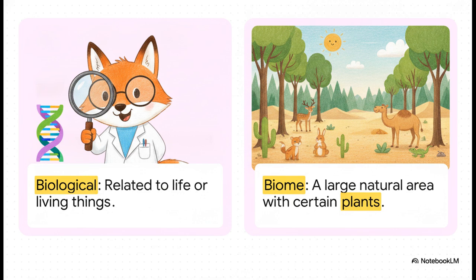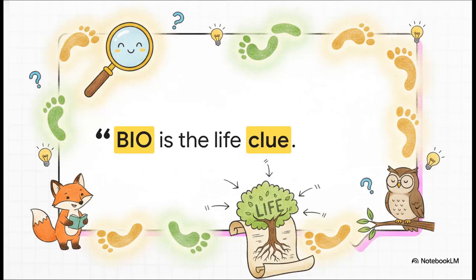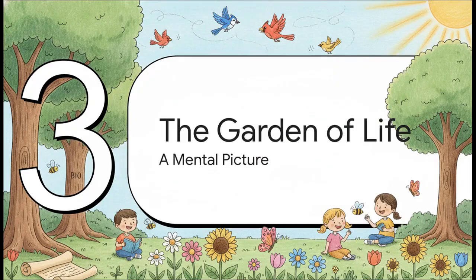From the microscopic all the way to the massive, that life clue is always there. And that brings us to our second memory cue. Bio is the life clue. Think of it almost like a glowing footprint. If you spot it in some mystery word out in the wild, you should instantly ask yourself, okay, is this word about living things? Is it about a life story? Or is it connected to life somehow? If the answer is yes, well, you've just cracked the case. Section 3. The Garden of Life.